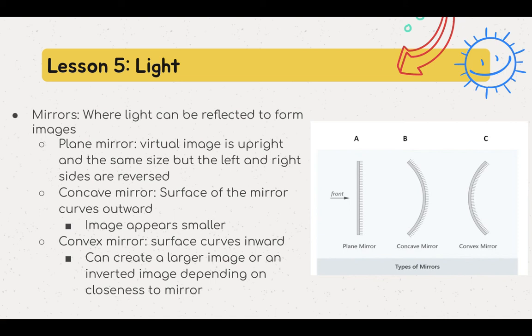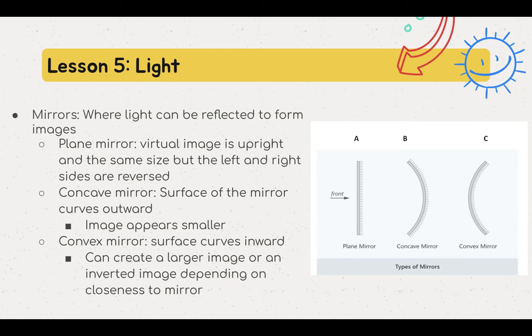So if you've ever wondered why a picture of yourself is different from your reflection in the mirror, this is why. It's because the sides are reversed. Then there's a concave mirror. That's when the surface of the mirror curves outward. Okay, that's when the image appears smaller. So think of the outside of a shiny bowl. If you look at the outside of a shiny bowl, you can see that your face is a lot smaller than it actually is. Okay, that's considered a concave mirror.